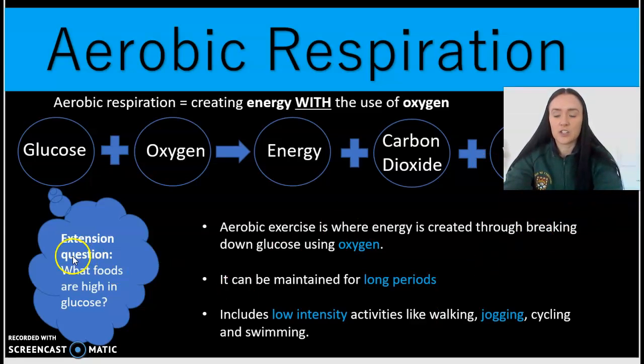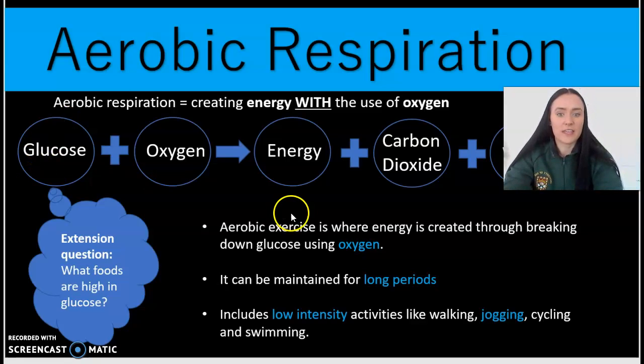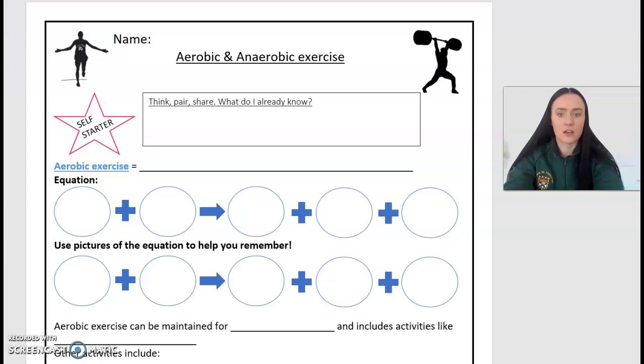So we've got a little extension question here for my higher ability learners. What foods are high in glucose? They might be familiar with this word glucose, and then just explaining that that's what we get from our food. What foods are high in glucose, and how does glucose help us to do aerobic exercise? We've got key bullet points here with the keywords highlighted in blue, and these are all bits that they'll fill in on the worksheet as they go through.